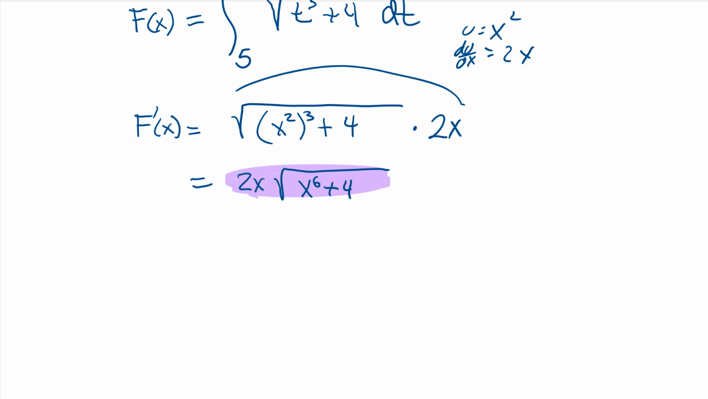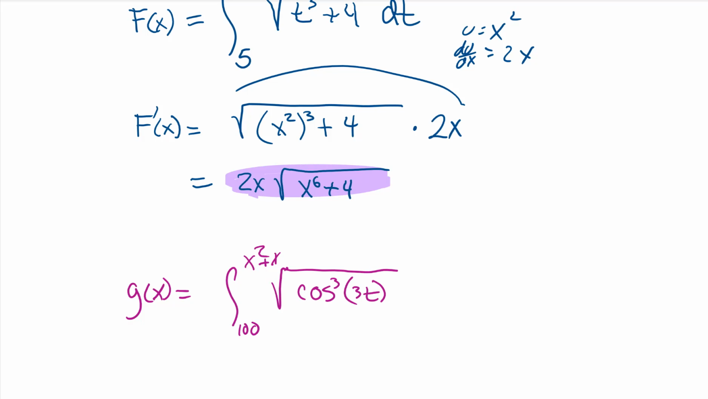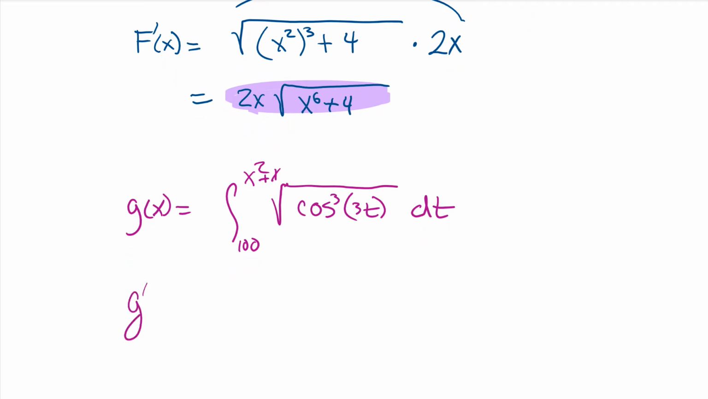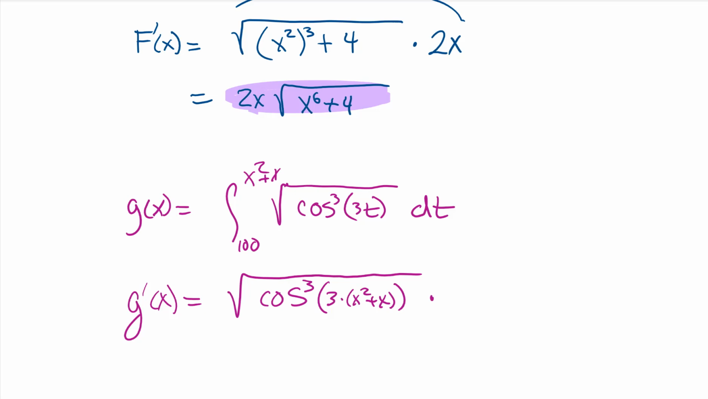One more. G of x is equal to the integral from 100 up to x squared plus x, I'm sorry, of the square root of cosine cubed of 3t dt. And we want to find g prime. G prime of x is equal to the square root of cosine cubed of 3 times, let's plug it in, x squared plus x. Times, what's the derivative of x squared plus x? 2x plus 1. Bang, there's your solution.